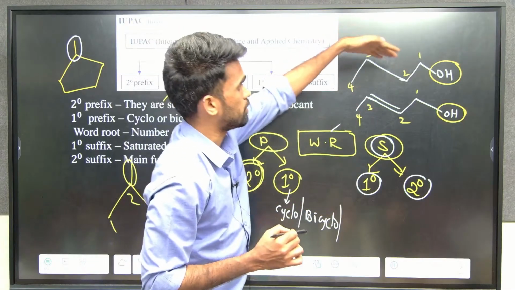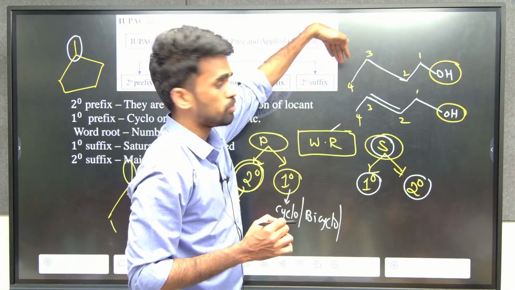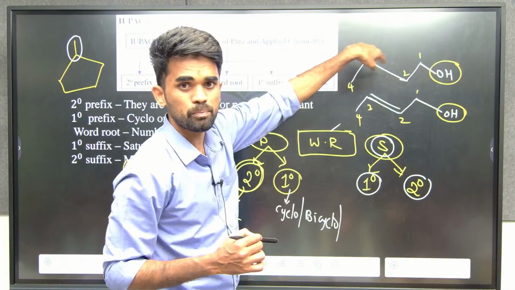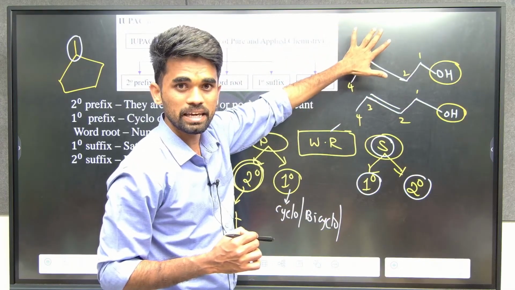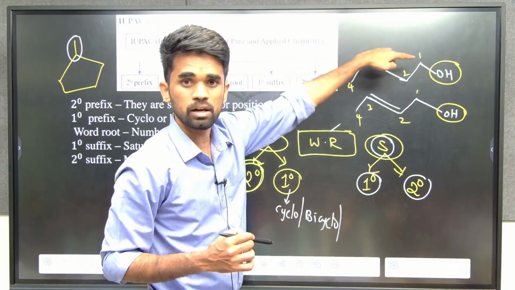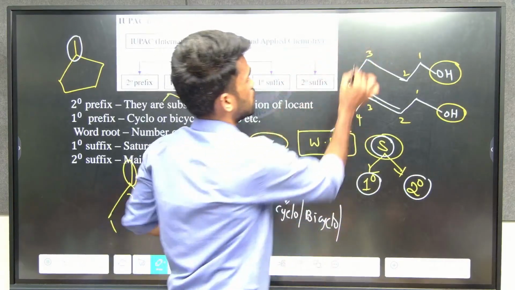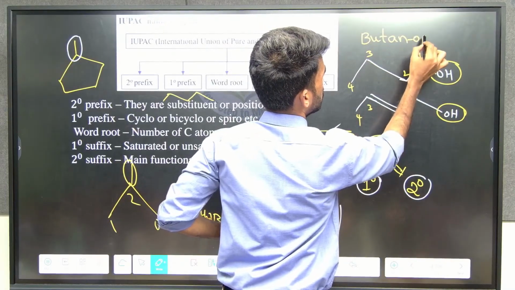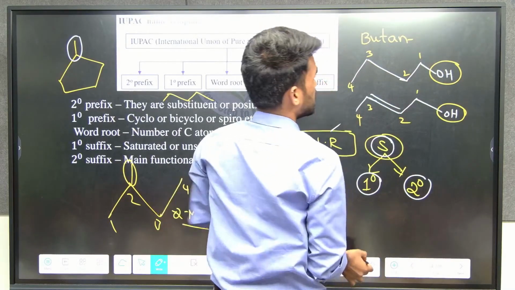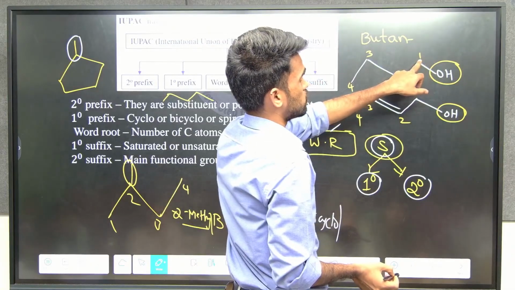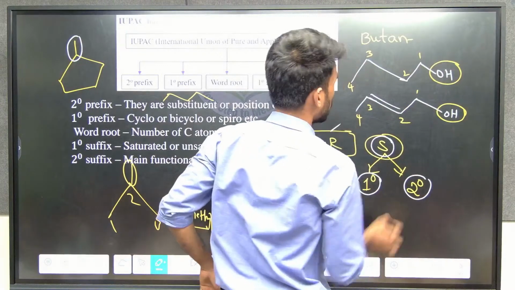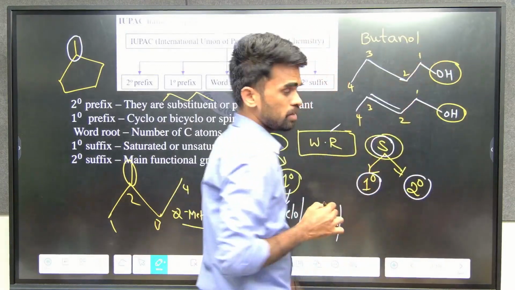Now tell me, but-. Is there any pi bond in the compound? No, so it's an alkane, not an alkene. So butanol. When the OH is on the first carbon, there is no need to indicate 1. So you can directly write butanol like this. What about this one?